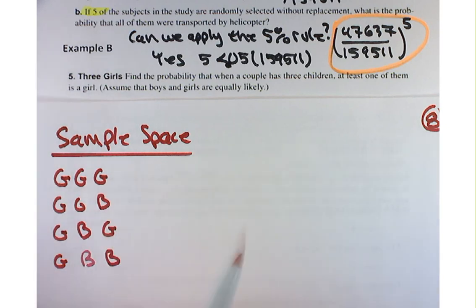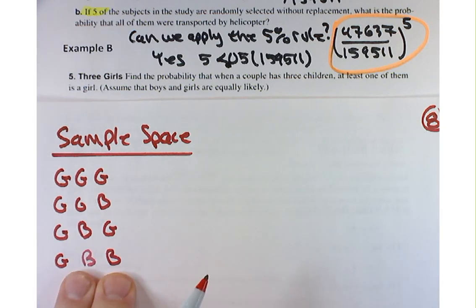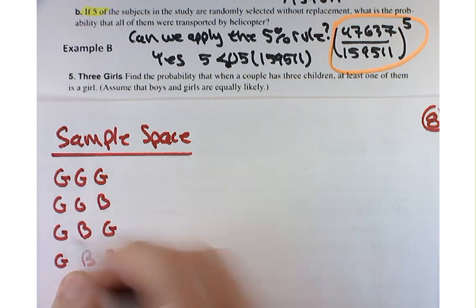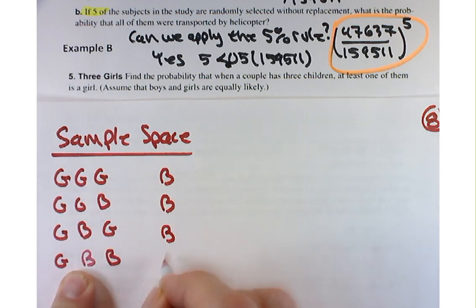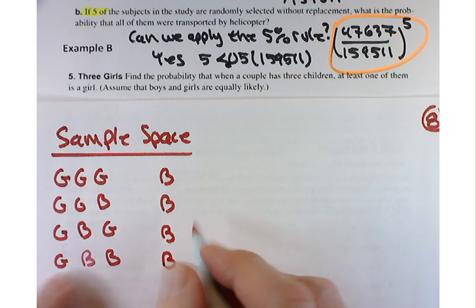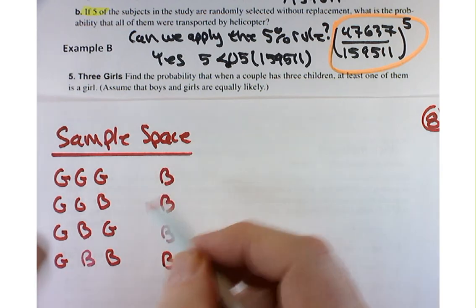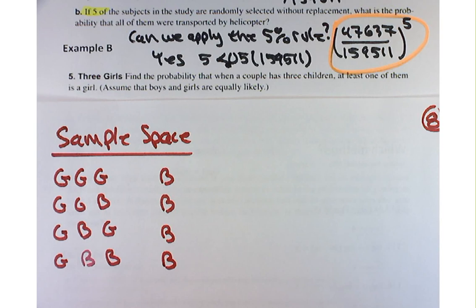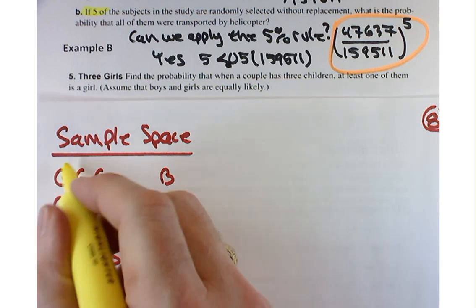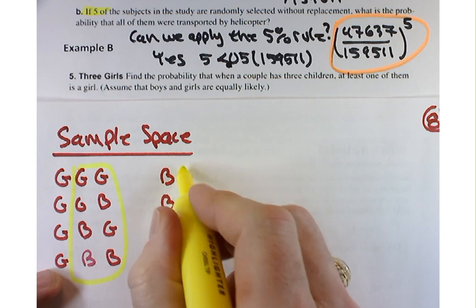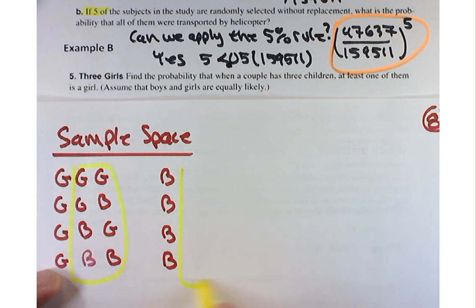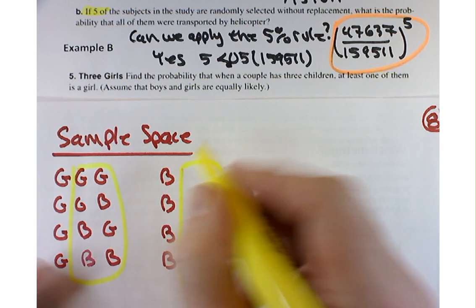Now I've exhausted all the possibilities for these last 2, so now I have to change the first one. So now it's going to be boys all the way down for the first one. And then I'm going to alternate, just like you did for the first 4, I'm going to alternate those for the second 4. So basically this pattern is going to repeat itself here. That's how I'm getting these.